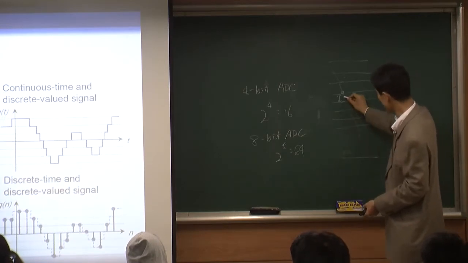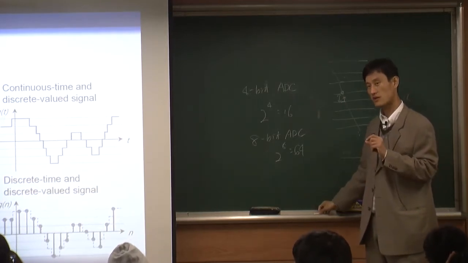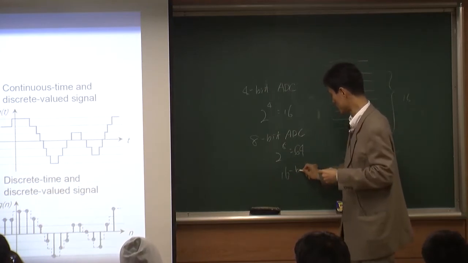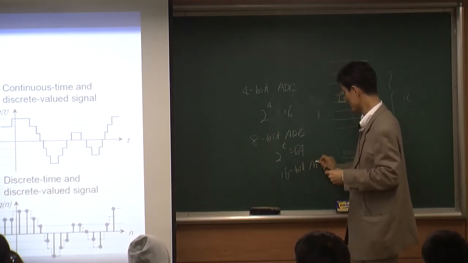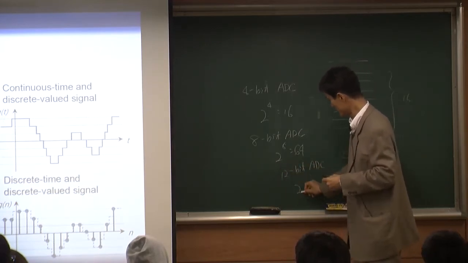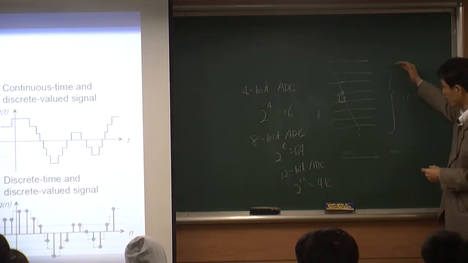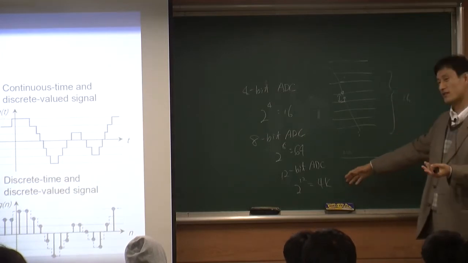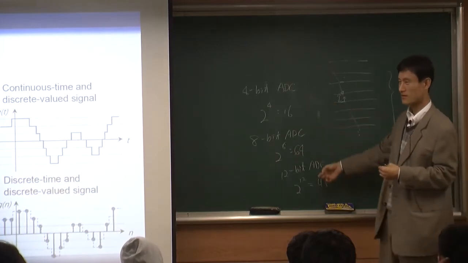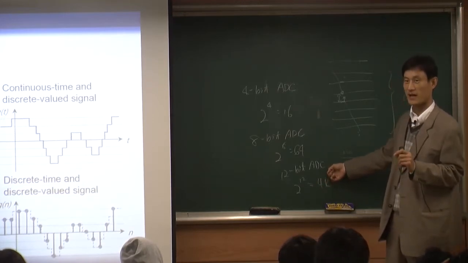Something like that. So your error will be reduced. So your quantization error is much, much reduced. Eventually, if you have more bits, let's say a 12-bit ADC, then you have 4K, 4,000 levels. So this is a very excellent ADC. Of course, very expensive, but this is what we call a high-end product.